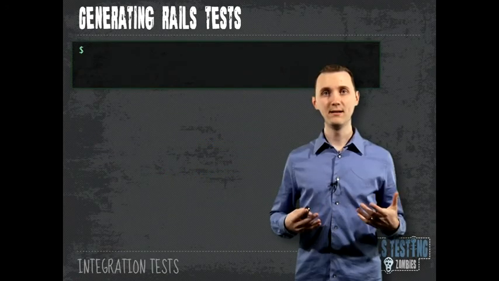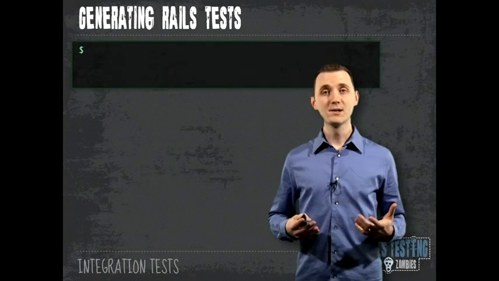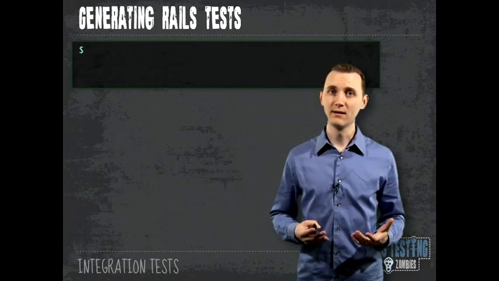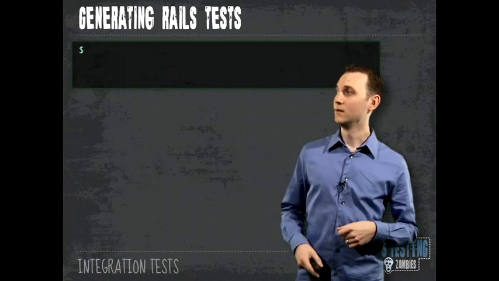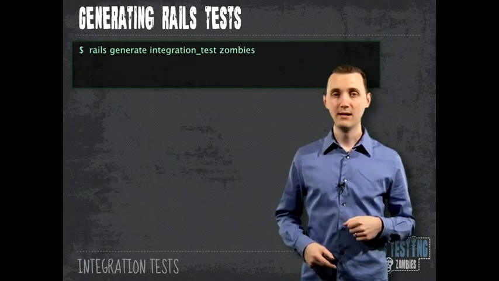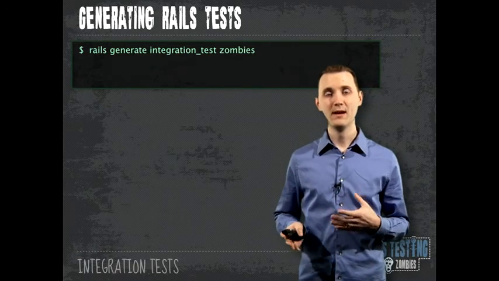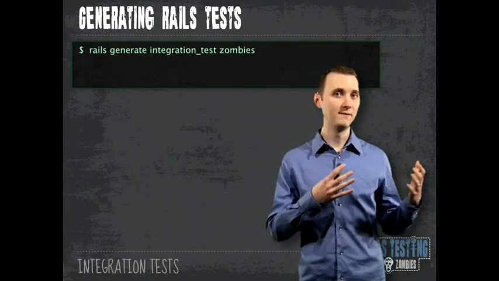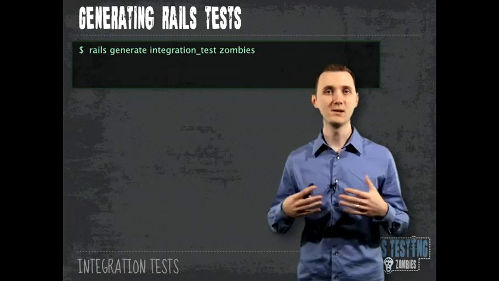So how do we actually create an integration test? Well, Rails actually has an integration test generator that can be used like this. You can say Rails generate integration test and then give it a name. That name can be anything you want. It doesn't have to match a model that exists. It doesn't have to match anything.